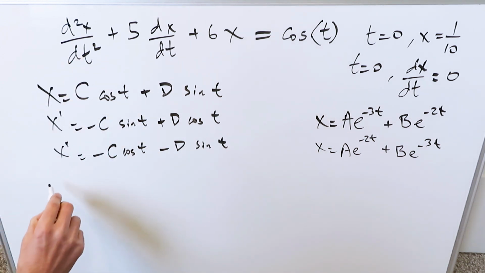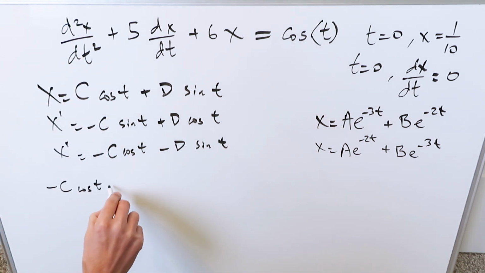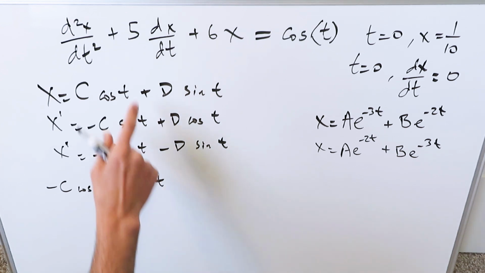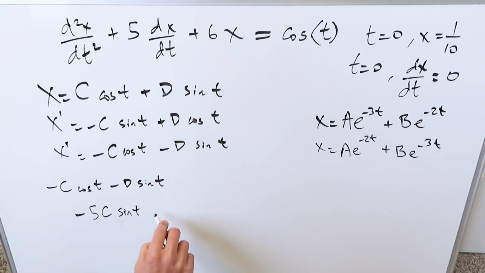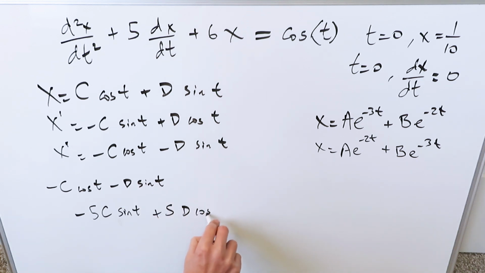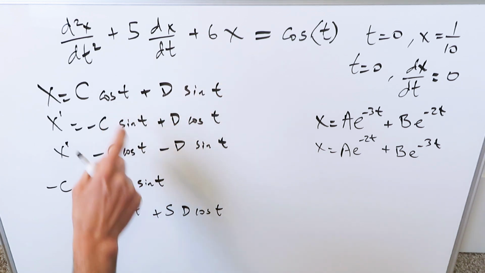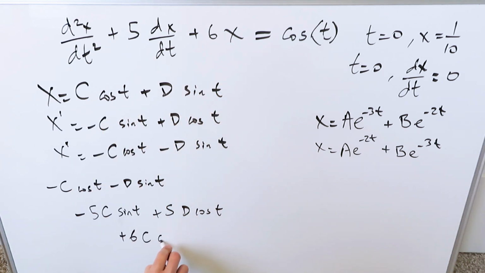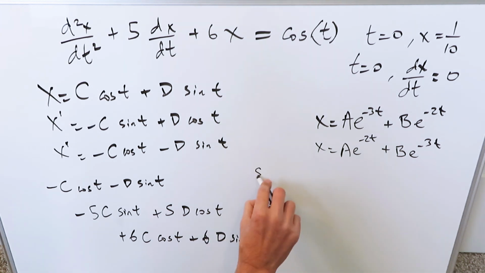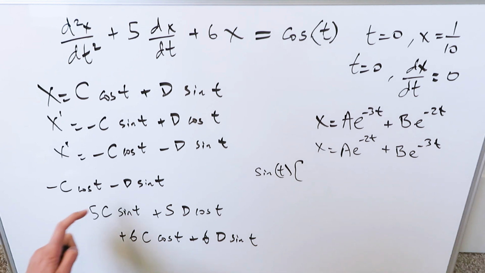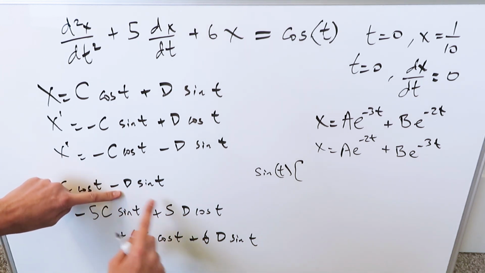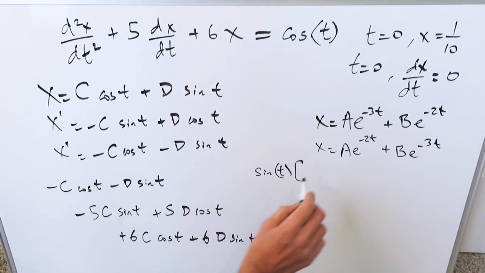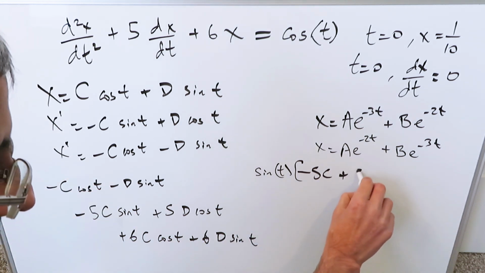You put your second order, you have a minus c cosine t minus d sine t plus 5 times your first order, you'll have a minus 5c sine t plus 5d cosine t, plus 6x, all of this, plus 6c cosine t, and then plus 6d sine t. When I'm looking at my sine t terms, what are they? I have a minus d, I have here a minus 5c and a plus 6d. Minus d plus 6d is a 5d and a minus 5c. I have a minus 5c plus 5d.